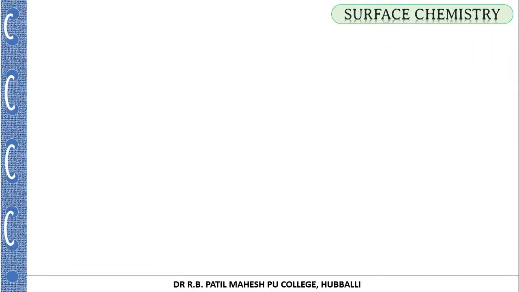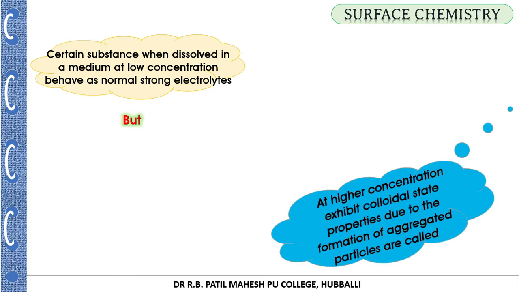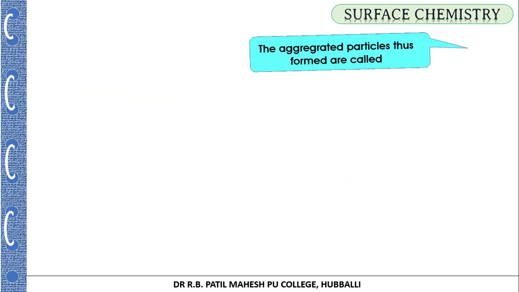Let us see the last one, associated colloids. Certain substances, when dissolved in a medium at low concentration, just act as normal electrolytes. But when the concentration is increased suitably, what happens? They exhibit a colloidal state, and this state is formed due to the aggregation of these molecules. As the name indicates, association of the atoms or the molecules leads to the formation of associated colloids. The aggregated particles thus formed are called micelles.